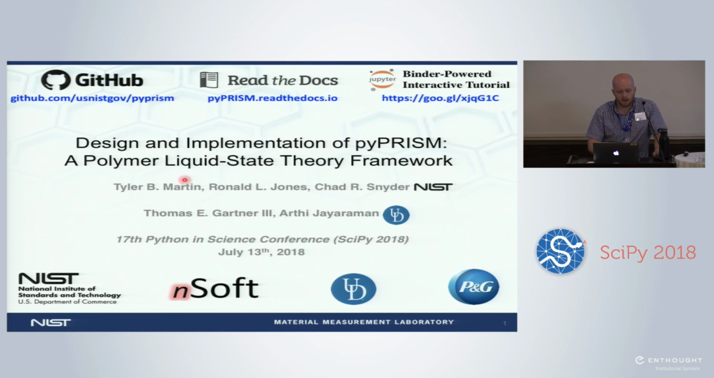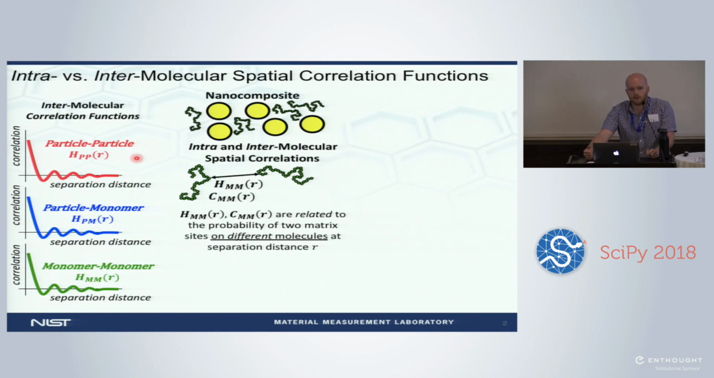And so, as my title indicates, today I'm going to be talking about my pyPRISM tool, which is a framework for conducting PRISM calculations. PRISM stands for Polymer Reference Interaction Site Model, and it is a polymer liquid state theory. And so the first question you may be asking is, what is a liquid state theory? Liquid state theories come in many forms, and I'm not going to harp on the details of what a liquid state theory is and what it isn't, but many of them deal with what are called spatial correlation functions. And so these spatial correlation functions, again, come in many flavors.